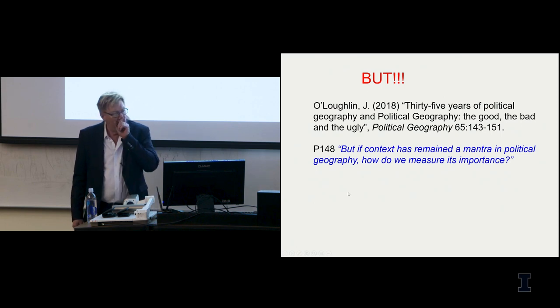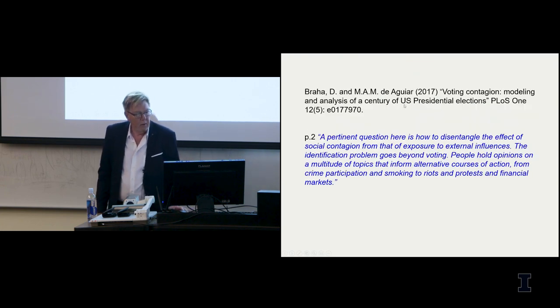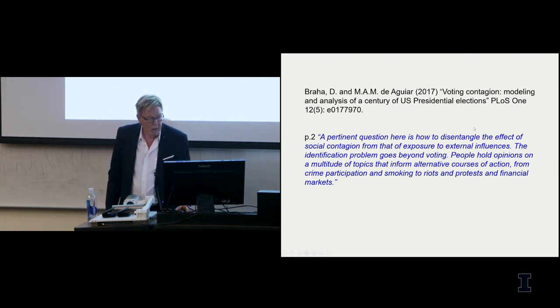But there's a problem, and it's exemplified by a few people already. In Donald Lachlan's coverage of 35 years of the journal Political Geography, he says, but if context has remained a mantra in political geography, how do we measure its importance? In the Brahan Aguirre article, a pertinent question here is how to disentangle the effect of social contagion from that of exposure to external influences. The identification problem goes beyond voting. People hold opinions on a multitude of topics that inform alternative courses of action, from crime participation and smoking to riots and protests and financial markets.